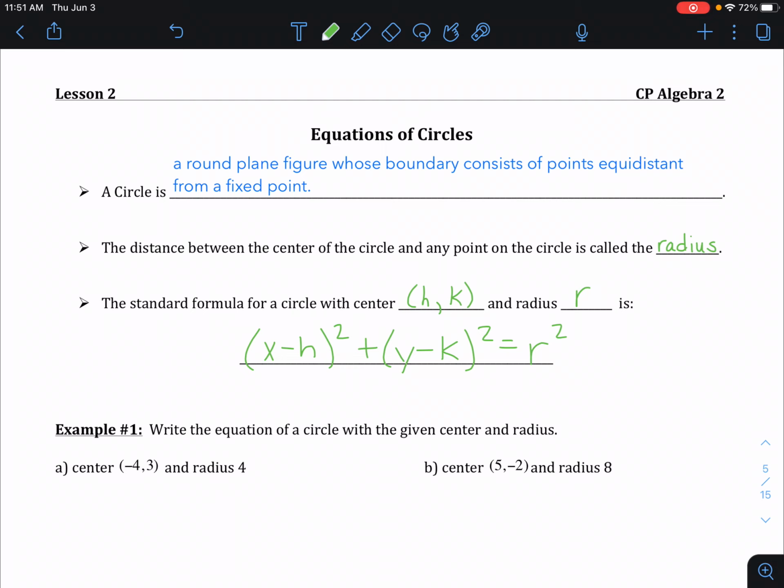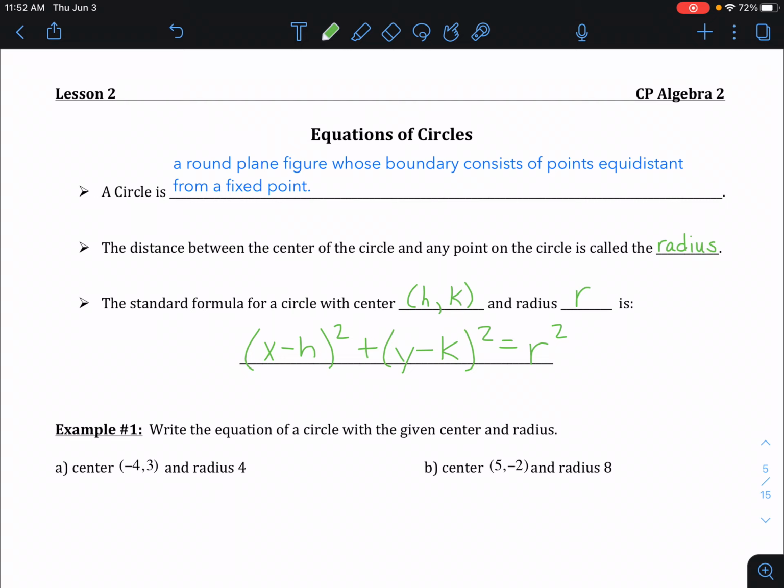A circle is a round plane figure whose boundary consists of points equidistant from a fixed point, that fixed point being the center. The distance between the center of the circle and any point on the circle is called the radius. Okay, so that means if I have a circle and I got a center, the distance here is the radius. Now remember, if it's all the way across and through the center, that's called the diameter. All right, so please don't confuse them. Remember, radius is the shorter one. Radius is what we're going to be focusing on today.